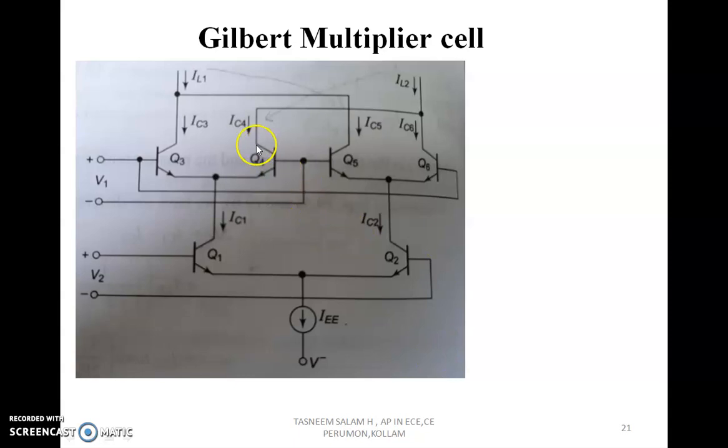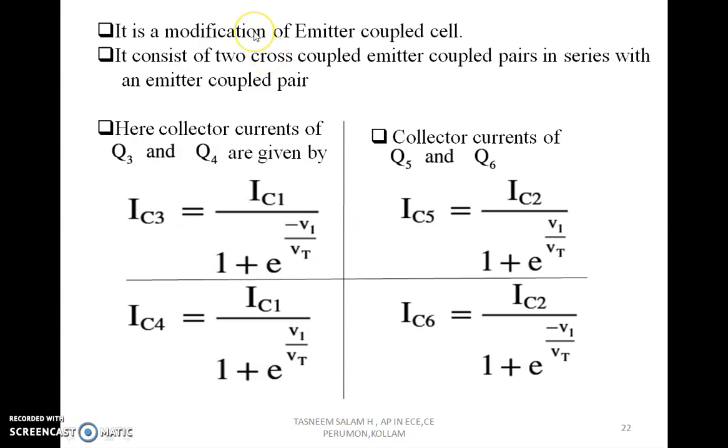So we can see here that this is an emitter coupled pair, this is another emitter coupled pair, and this is another emitter coupled pair. These two emitter coupled pairs are cross coupled, and this cross coupled pair is connected in series with another emitter coupled pair. So it is a modification of an emitter coupled cell, and it's written here. It consists of two cross coupled emitter coupled pairs in series with an emitter coupled pair. So now we can look into the current relations in this circuit.